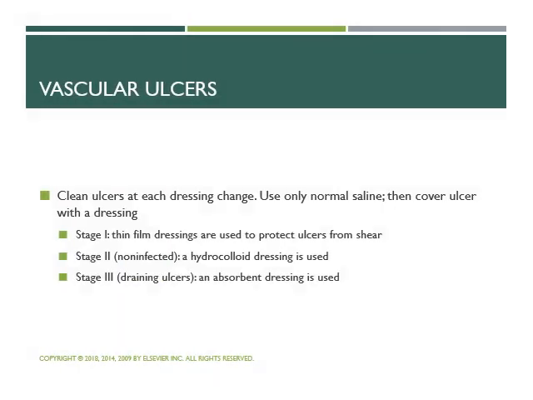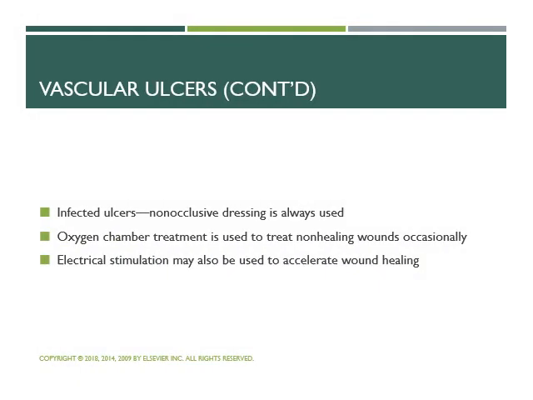So how are vascular ulcers treated? You want to cleanse the ulcer at each dressing change and use only normal saline. Then cover the ulcer with a dressing. Stage 1, you want to apply thin film dressings to protect the ulcer from shearing. A stage 2, non-infected vascular ulcer, you can use a hydrocolloid dressing. Stage 3, an ulcer that is draining, will require an absorbent dressing. Infected ulcers can be treated with non-occlusive dressings.